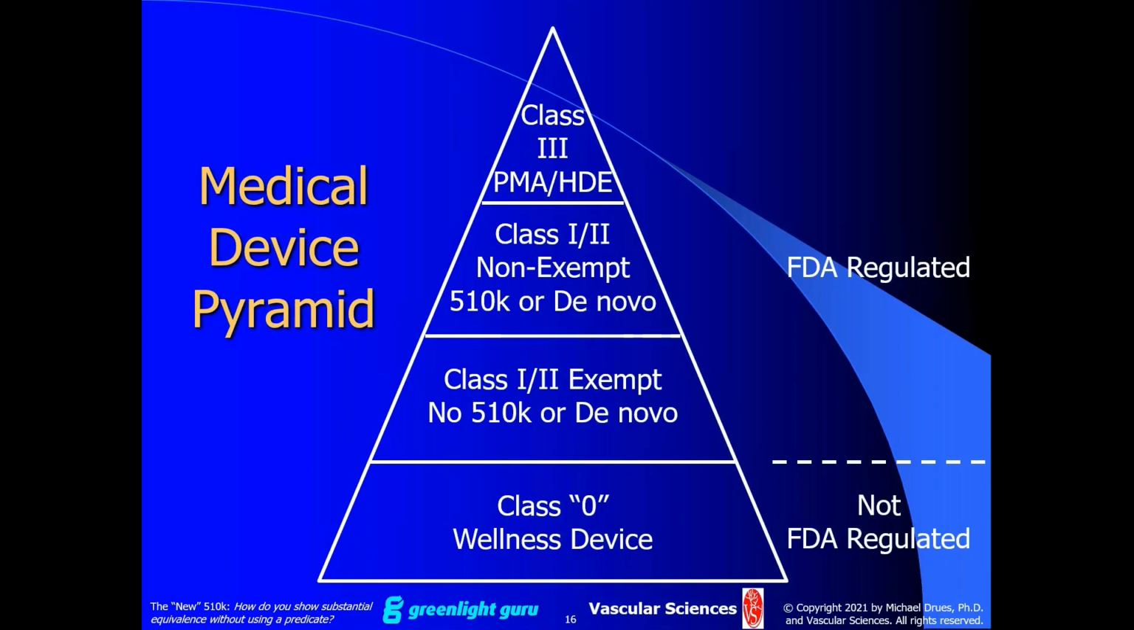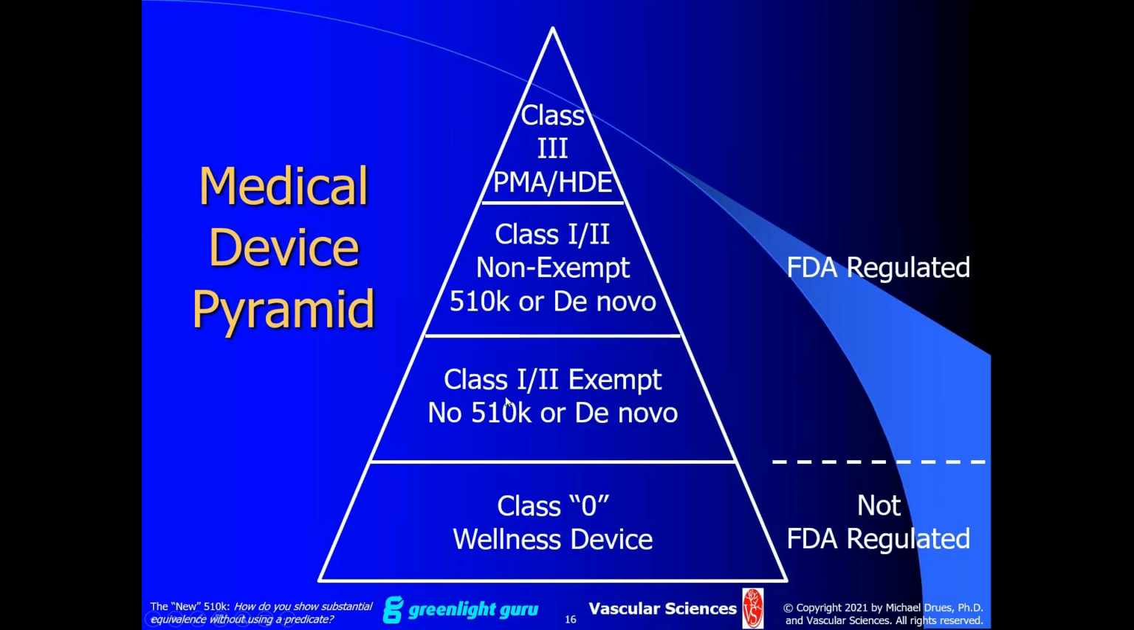Here is my medical device pyramid. Some of you may have seen it before. I've used it in some of my other webinars. But on the bottom here, we have what I call Class 0 medical devices. FDA does not use the phrase Class 0, but I do, and I really think they should. These are the wellness devices. These are not regulated by the FDA in any way, shape, or form.